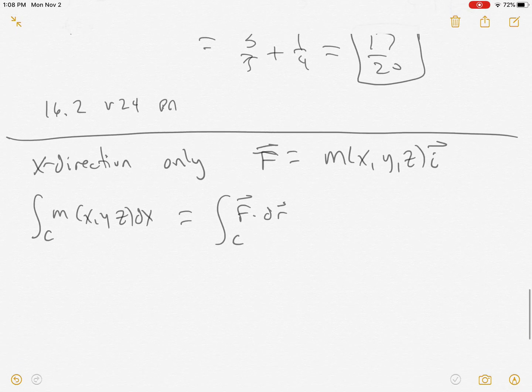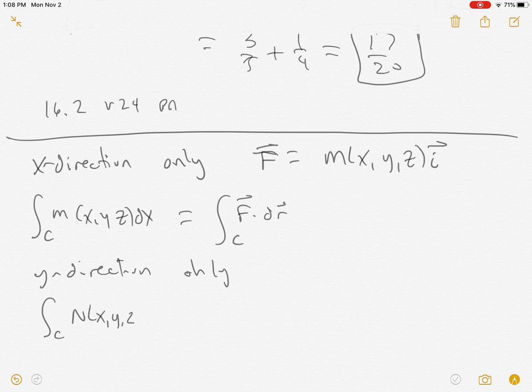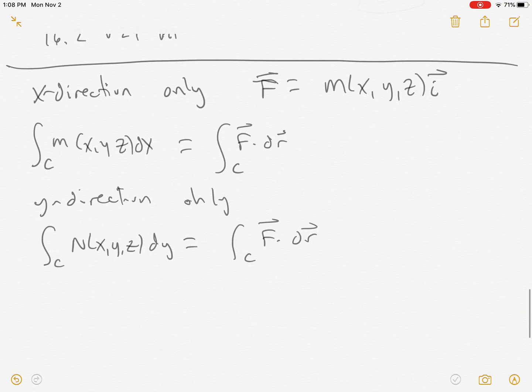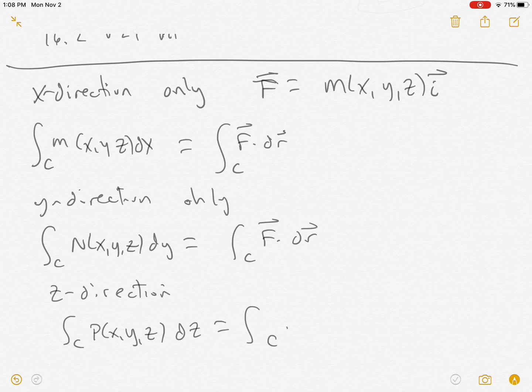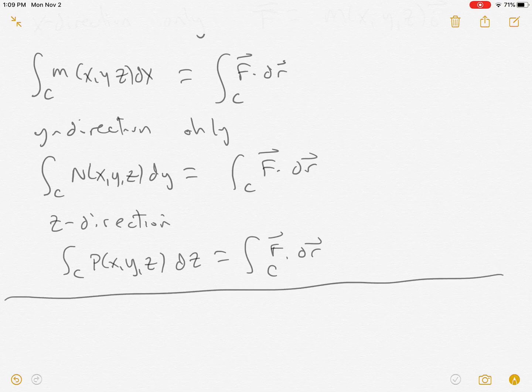And so if we go in the y direction, then the curve only has a y component, so F dot dr is just that. And similarly, if we're just going in the z direction, we have P equals this thing, right? And when you unravel all that, it's no drama to do.